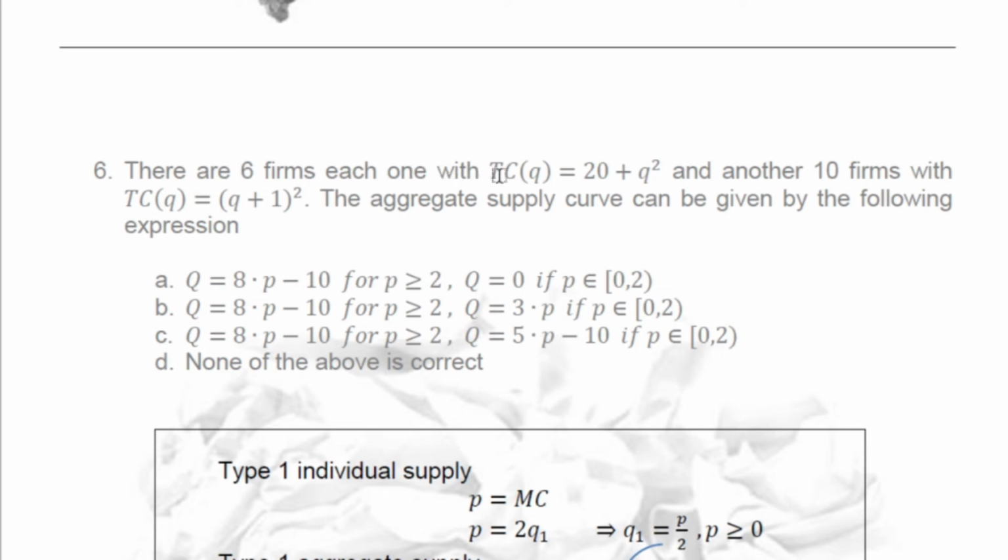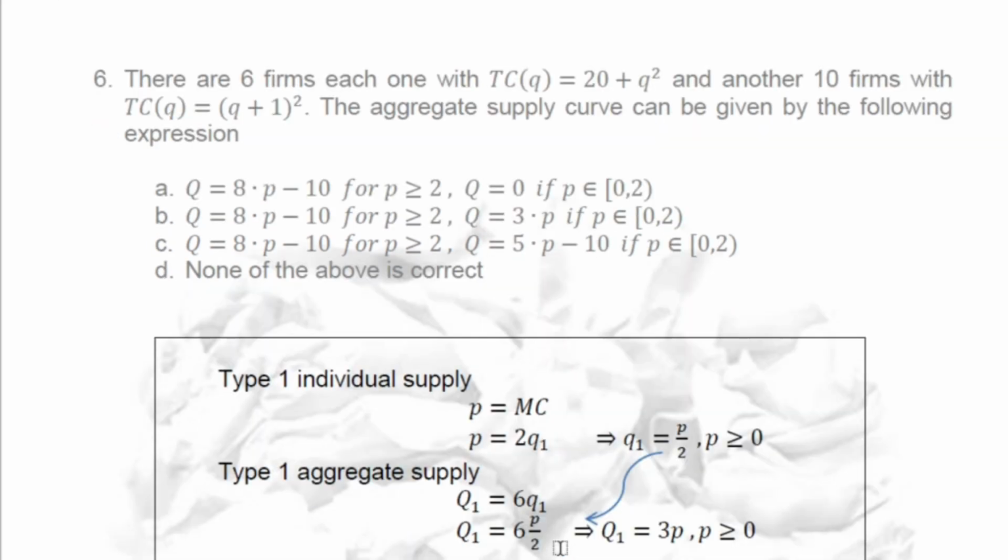Type 1 aggregate supply. There are 6 firms with this type of cost. The 6 type 1 firms have the same individual supply, so I just need to multiply by 6. The total supply of group 1 is 6 times the supply of each firm, so 6 times p halves, so 3p. This is the aggregate supply for type 1 firms. We do the same with type 2 firms.